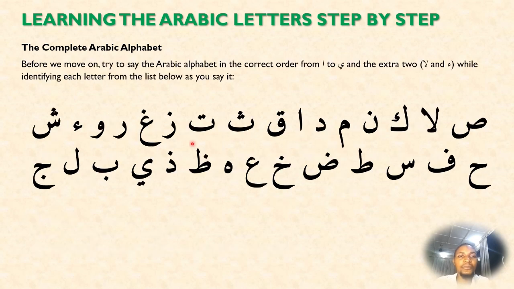Now, before we move on, try to say the Arabic alphabet in the correct order from alif to ya, and the extra two, while identifying each letter from the list below, as you say it. You're not to read this from the first one here to the next one. You have to look for alif. Start from the correct order, which is alif, ba, ta. So you look for alif, for instance, and then you look for ba.